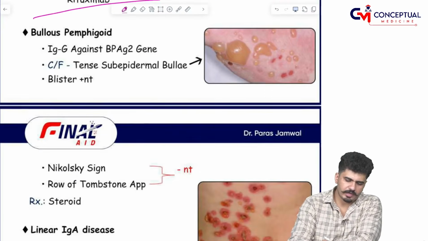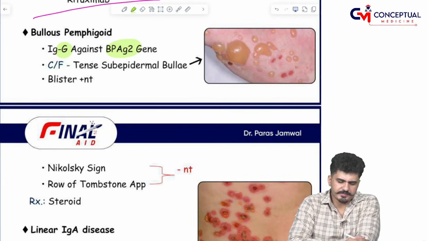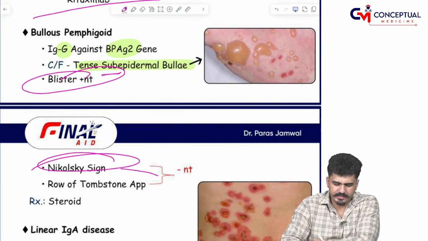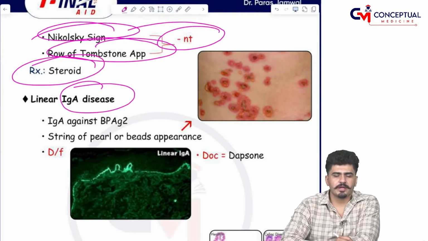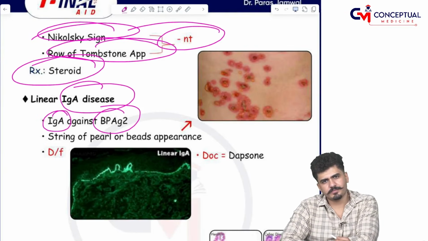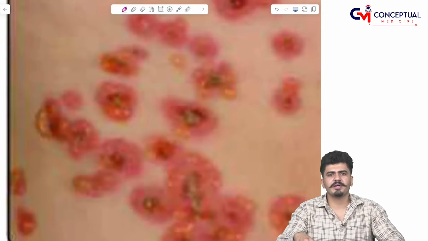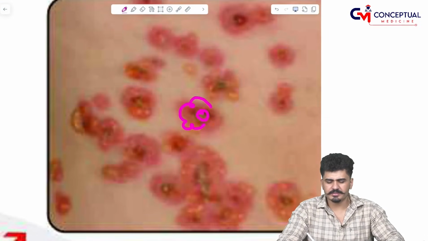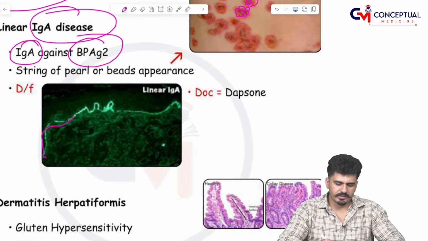Now bullous pemphigoid. What is happening, sir? IgG against BPAG2. With IgG against BPAG, tense subepidermal bulla is seen, sir. Blisters are present, but Nikolsky sign and row of tombstones appearance are absent. Treatment is steroid. But in linear IgA disease, the antibody IgA is against BPAG2. Like bullous pemphigoid had IgG against BPAG2, here there is IgA against BPAG2 gene. Here you are going to see a string of pearls or bead appearance like this, sir. And on direct immunofluorescence, you are going to see the linear pattern, sir.